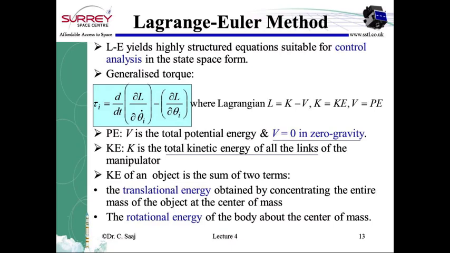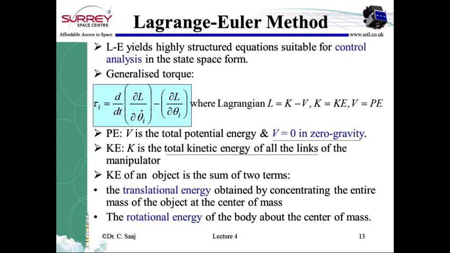We know that energy depends on the kinetic energy as well as the potential energy. And of course, in the case of zero gravity conditions, you will not have to take into account the term V. And for the kinetic energy, you need to take into account the total kinetic energy of all the links for this manipulator. And as I said earlier, kinetic energy itself consists of its translational energy as well as the rotational energy. So we need to take into account both terms.